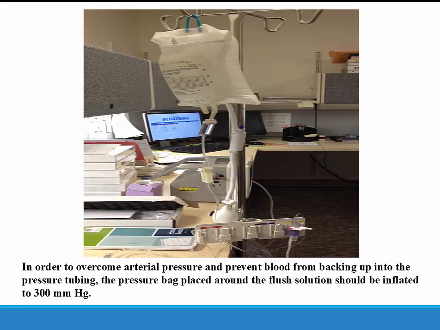In order to overcome arterial pressure and prevent blood from backing up into the pressure tubing, a pressure bag is placed around the flush solution and should be inflated to about 300 millimeters of mercury.